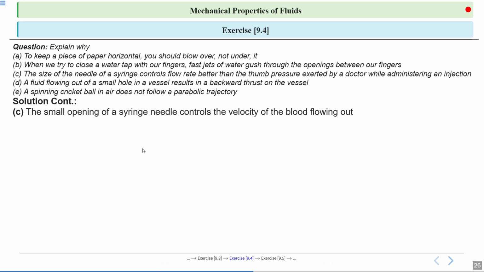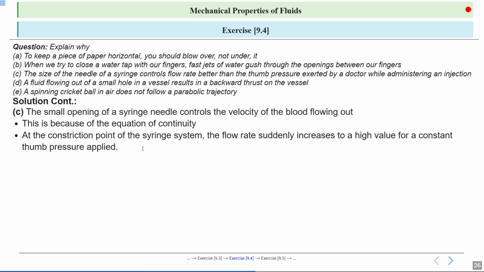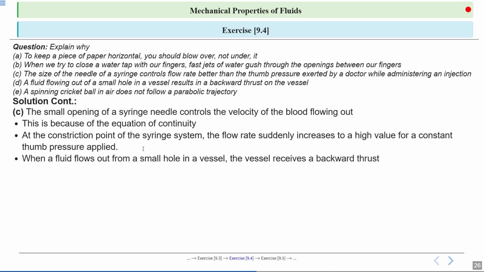Let's start with part C. The small opening of a syringe needle controls the velocity of the blood flowing out. This is because of the equation of continuity. At this constriction point of the syringe system, the flow rate suddenly increases to a high value for a constant thumb pressure applied. When a fluid flows out from a small hole in a vessel, the vessel receives a backward thrust.